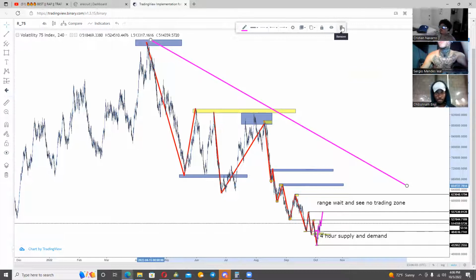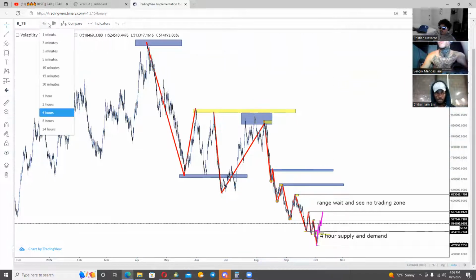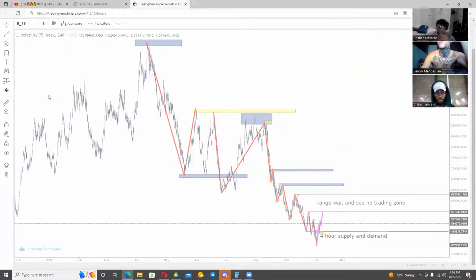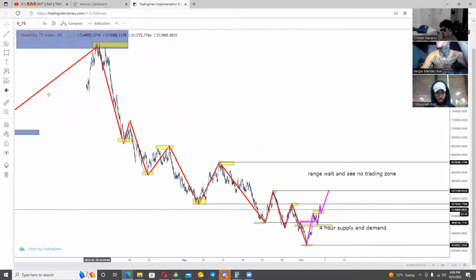Obviously, on the 4 hour time frame, we're on a bearish market. Means we're going down. I'm gonna go ahead and switch it over to the 1 hour time frame. Here it comes as soon as it loads.